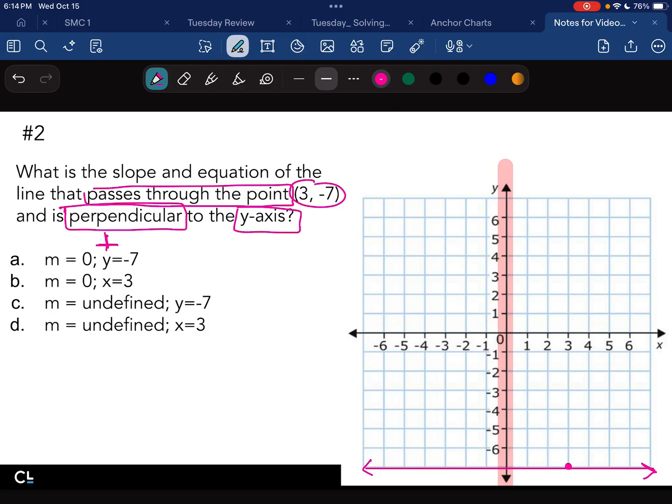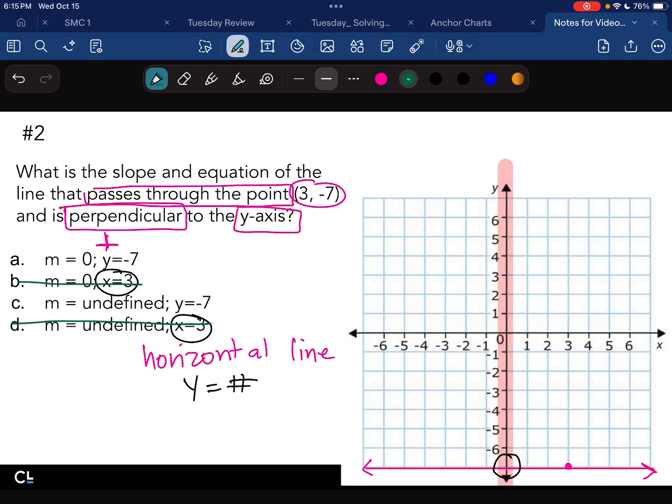So our think about: is this line vertical or horizontal? Okay, I have a horizontal line. So is my equation x equal or y equal? It is y equal a number. And the reason I know that it is y equal is because it crosses the y-axis. So before I go any further, I'm going to eliminate my answers. I see x equals 3, x equals 3. I want to eliminate those because I know my equation should be y equals. So even if I don't know 0 or undefined, let's start doing that process of elimination.